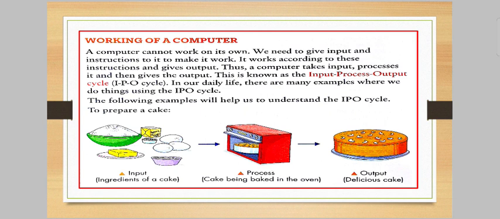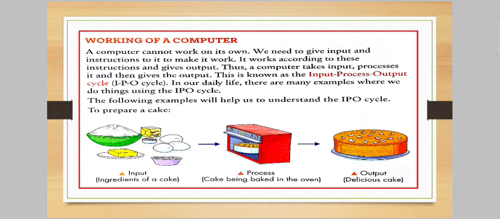So first is working of a computer. We all know that a computer is a machine and the computer cannot work on its own. So we need to give input and instruction to it to make it work. It works according to this instruction and gives the output. A computer takes input, processes it and then gives the output. This is known as the input process output cycle. Okay, that means input process and output cycle, IPO cycle.